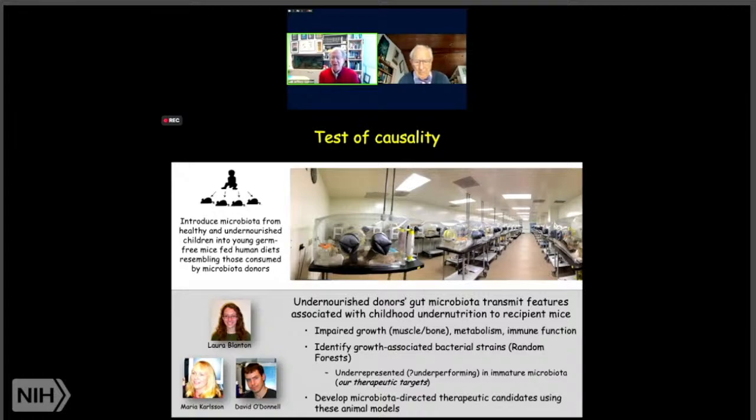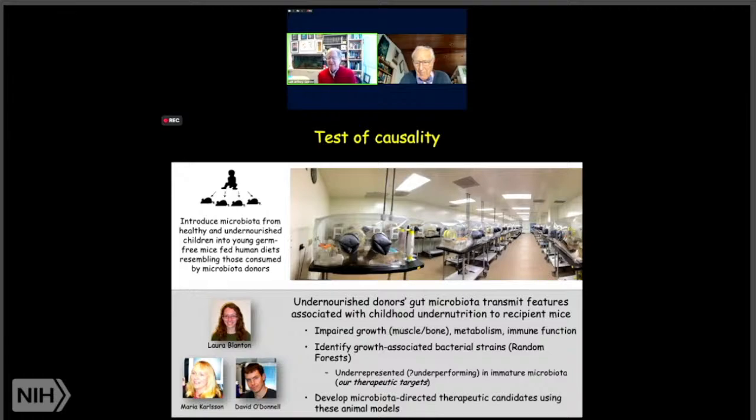So using quantitative magnetic resonance to define body composition, using microcomputed tomography to quantify bone growth, using targeted mass spectrometry to characterize metabolism, and using a variety of approaches, including flow, to characterize immune function, it was determined by Laura in this first set of experiments and subsequently by others in the laboratory that many features of undernutrition could be transmitted to these recipient animals.